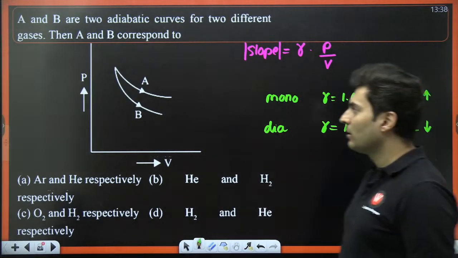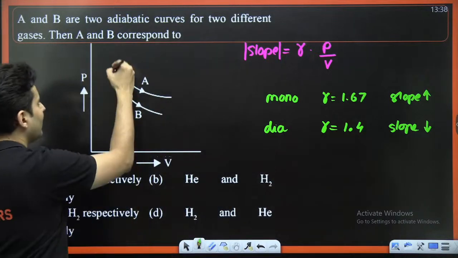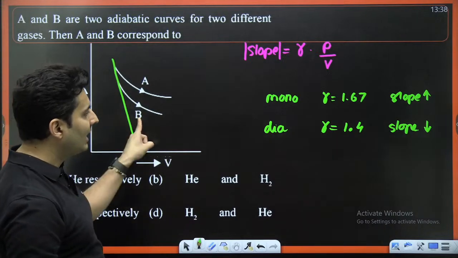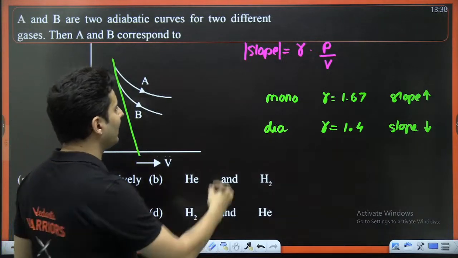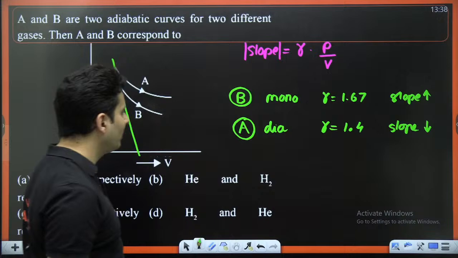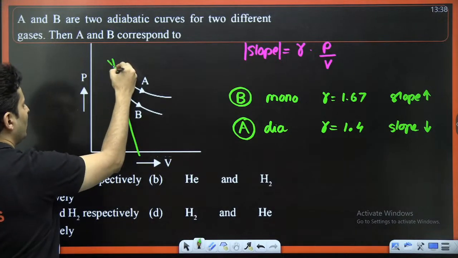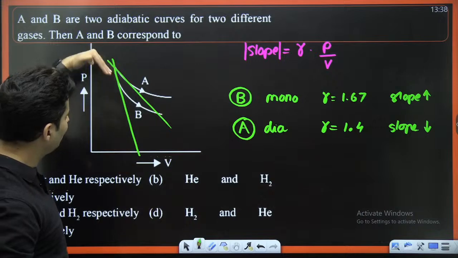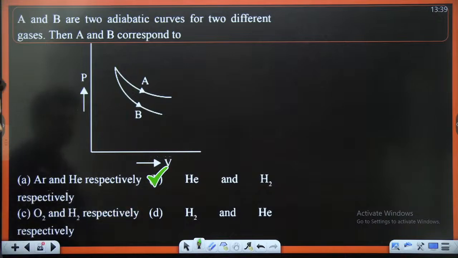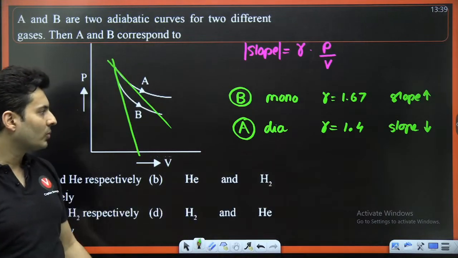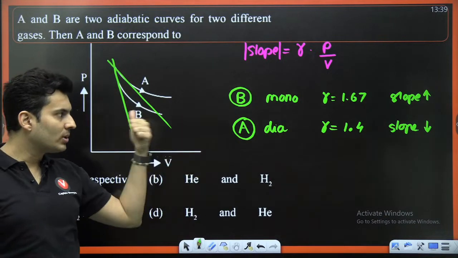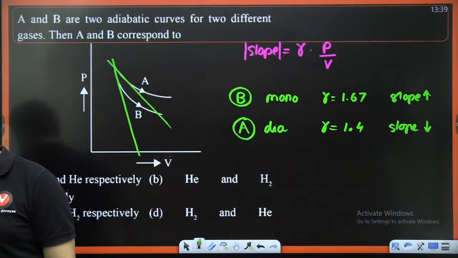For whom is the slope higher? It is higher for B. This is steeper, so it must be a monoatomic gas. Naturally, the other will be diatomic because it has less slope. So the answer must be B. Yes, it is B: helium and H2. Helium is monoatomic, H2 is diatomic.